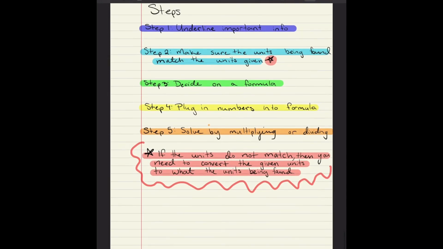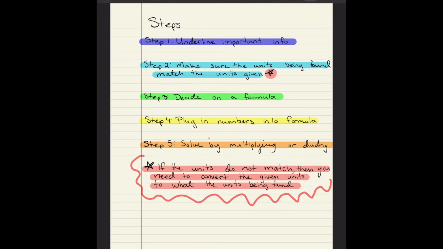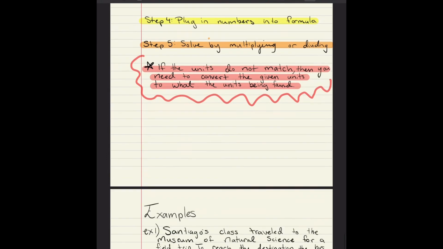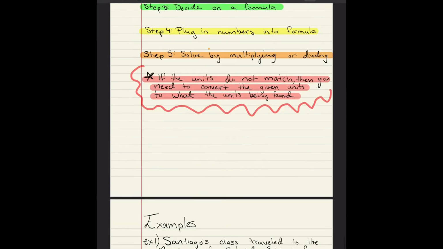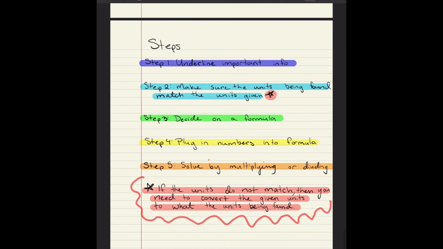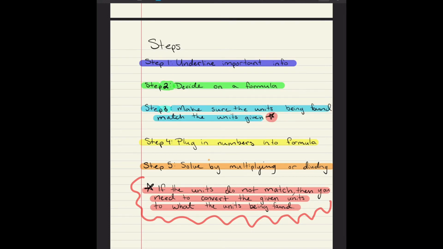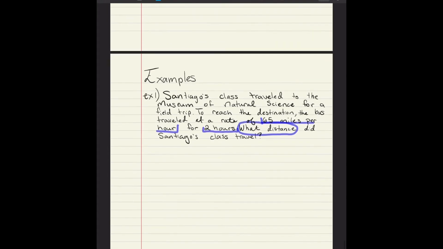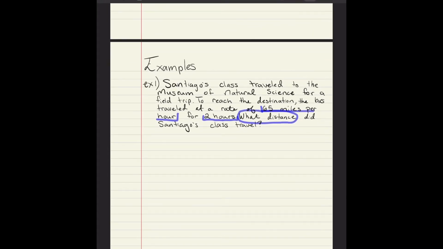So step 2 is to make sure the units being found match the units given. You know what I'm going to do? I'm going to switch step 2 and step 3. The reason I switched step 2 and 3 is because I think it's easier to look at the units after you've already figured out the formula. So just after reading the question, we should right away decide what formula we want to use.